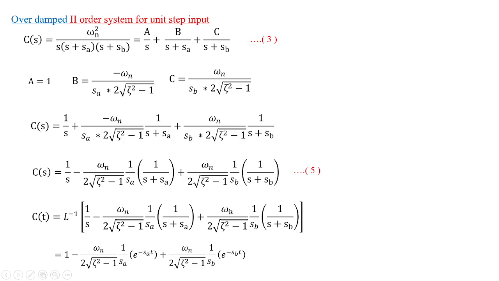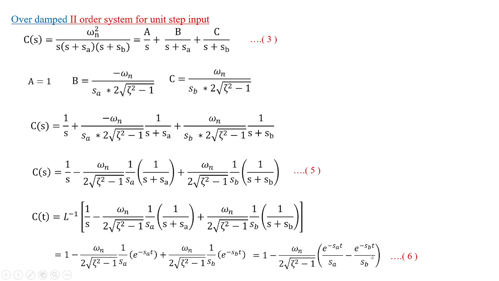Similarly, you take omega n by 2 under root of zeta square minus 1 as a constant, and 1 by sb as another constant, and applying Laplace inverse to the term 1 by s plus sb, we are going to get the value e to the power of minus sbt. Now taking the common terms on one side, I'm going to get 1 minus omega n by 2 multiplied with zeta square or the under root of zeta square minus 1 to this fraction. Now this equation 6 is framed.